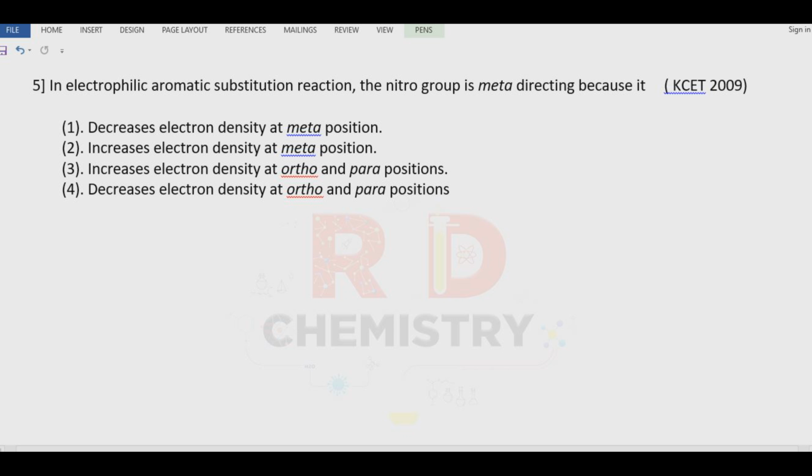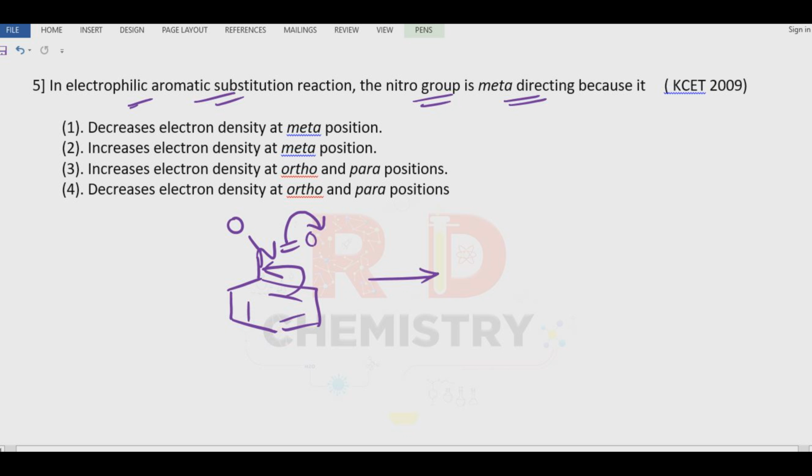Question number 5. In electrophilic aromatic substitution, the nitro group is meta-directing because, let me write down the resonance structures. We have a benzene ring attached to the nitro group, N double bond, single bond oxygen. Oxygen is more electronegative, so the pi bond has migrated like this. Here the bond migrates like this. So the pi bond migrates, and we get a structure like this. These are two double bonds as such. Here we get a positive charge, then double bond N oxygen, single bond oxygen minus.